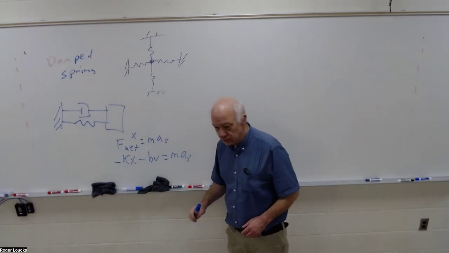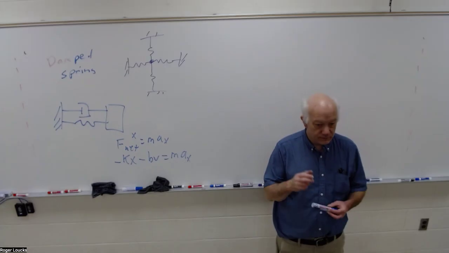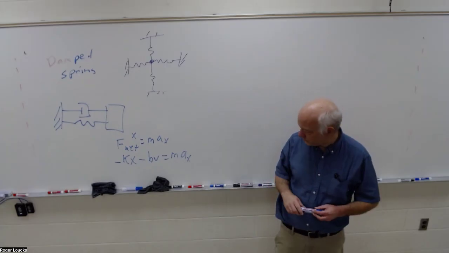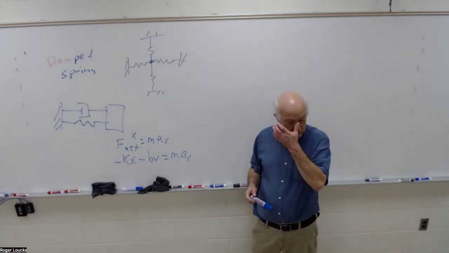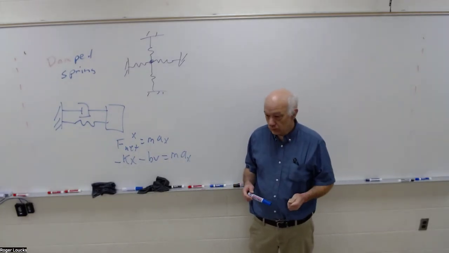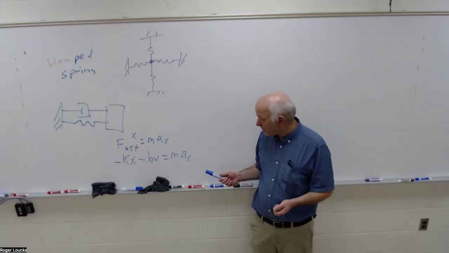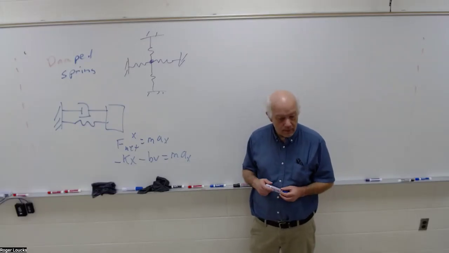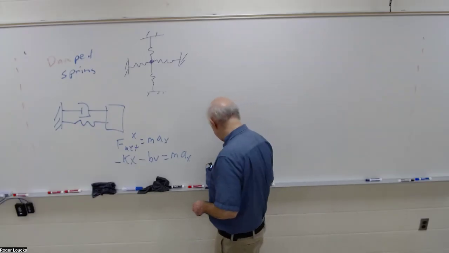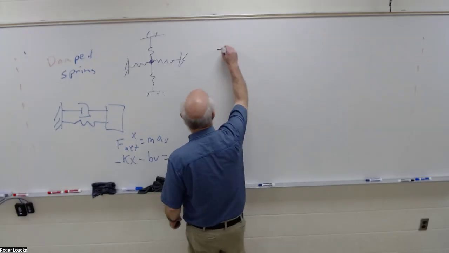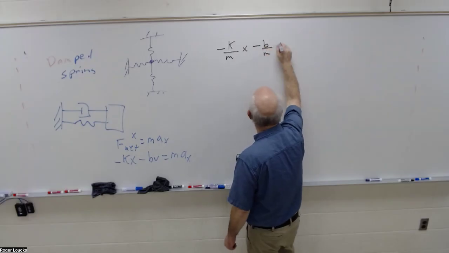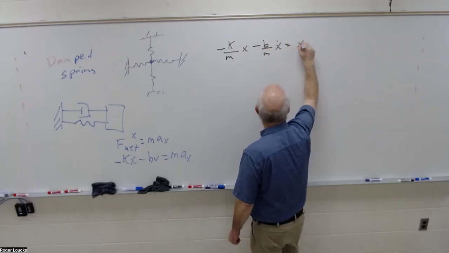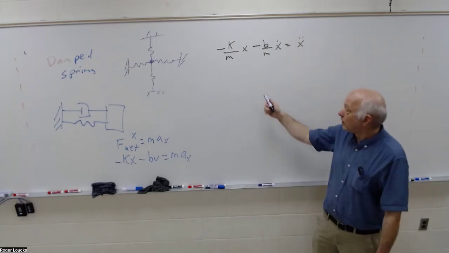Now what do we do to that equation? We write the AX and the V as X dot and X double dot. And then what do we do with the M? Move it over to the other side. And so that gave us minus K over M X minus B over M X dot equals X double dot, like that. What do we know about K over M?